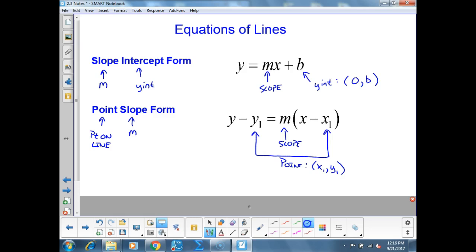So it's probably the same point on the graph. It's just the x and the y from it. Correct. From one point, yes. It's not half of a point and half of another point. No, it's the point-slope form, yes. Okay.